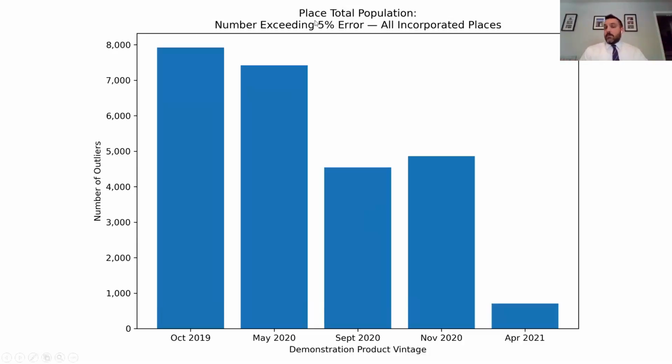And so here, this is, again, looking at incorporated places. We're looking at the number exceeding a 5 percentage point error for total population. And you can see that, in October, it was nearly 8,000 of the 19,000. So that's like 40% or so of the total number of incorporated places had these very large errors of more than 5%. And now that number is about 700. So we're seeing a significant improvement, and a lot of that may be due to the improvements that Michael discussed in the algorithm and choosing the discrete Gaussian mechanism, which has those narrower tails, which means fewer very large outliers.